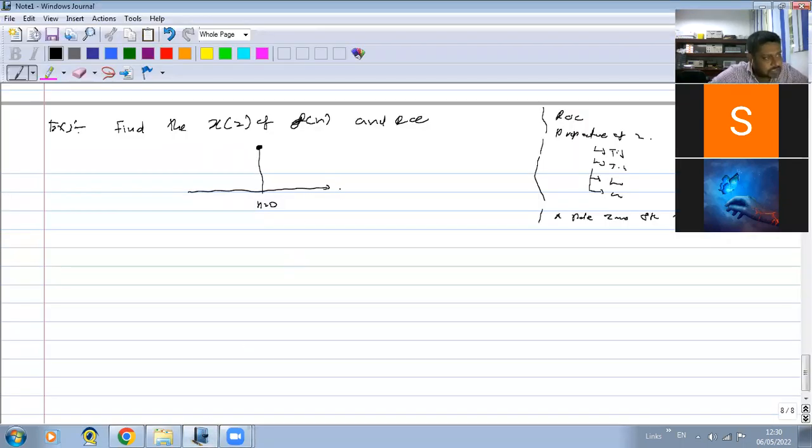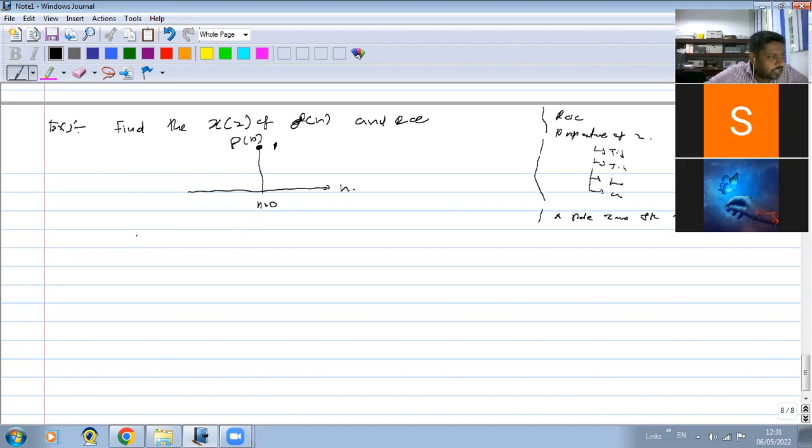So this is n. This is n 0. So this is 1, no? That is n equal to 1. So this is delta n.